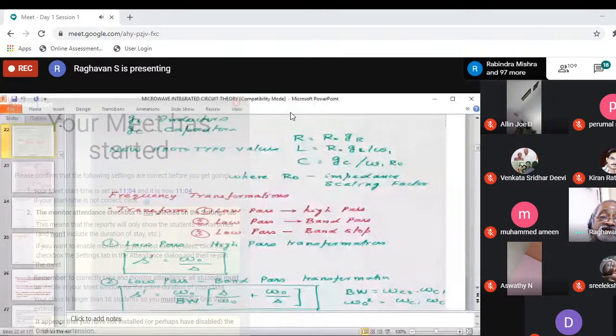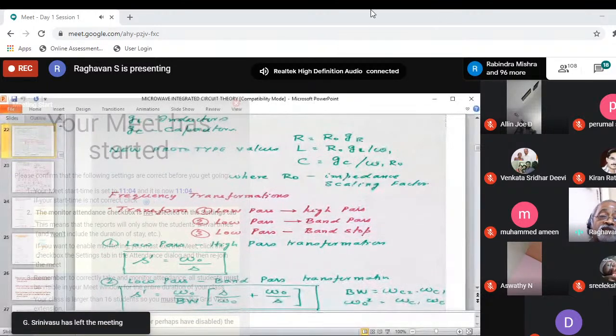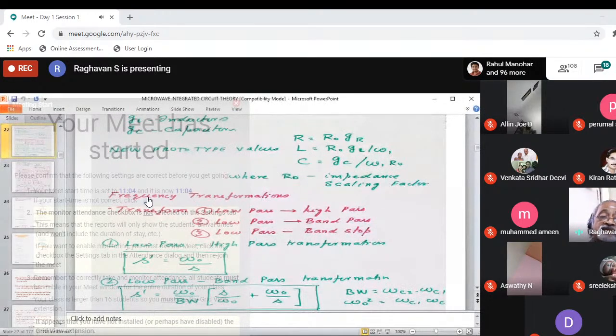You divide by omega c. So by that you can easily, first you design a low pass filter, then you can easily transform it to high pass or band stop. The Bible for these filters is Matthaei, Young and Jones. That is the only book, the heritage book for the filters. Whatever you want to know about filters, you can get from that.